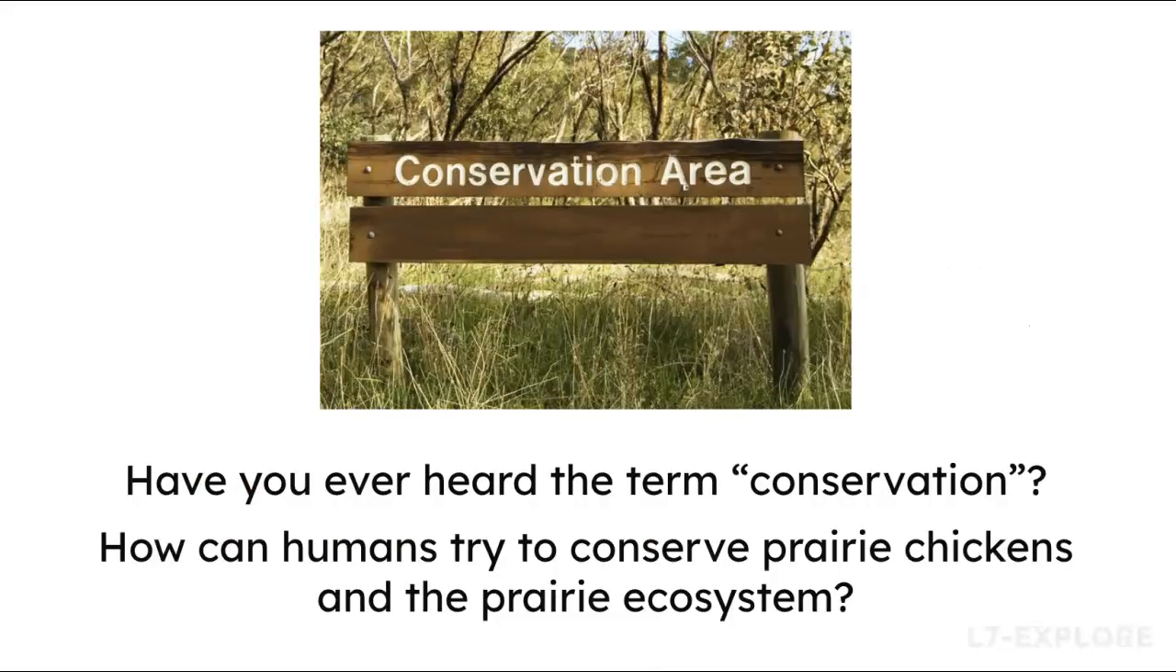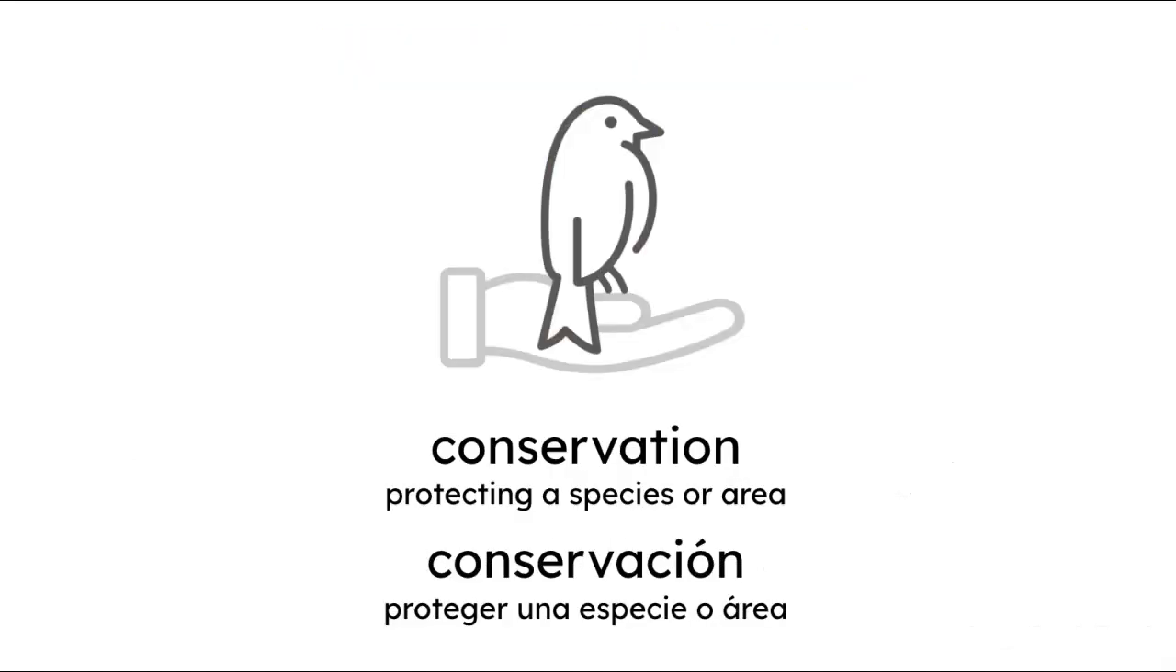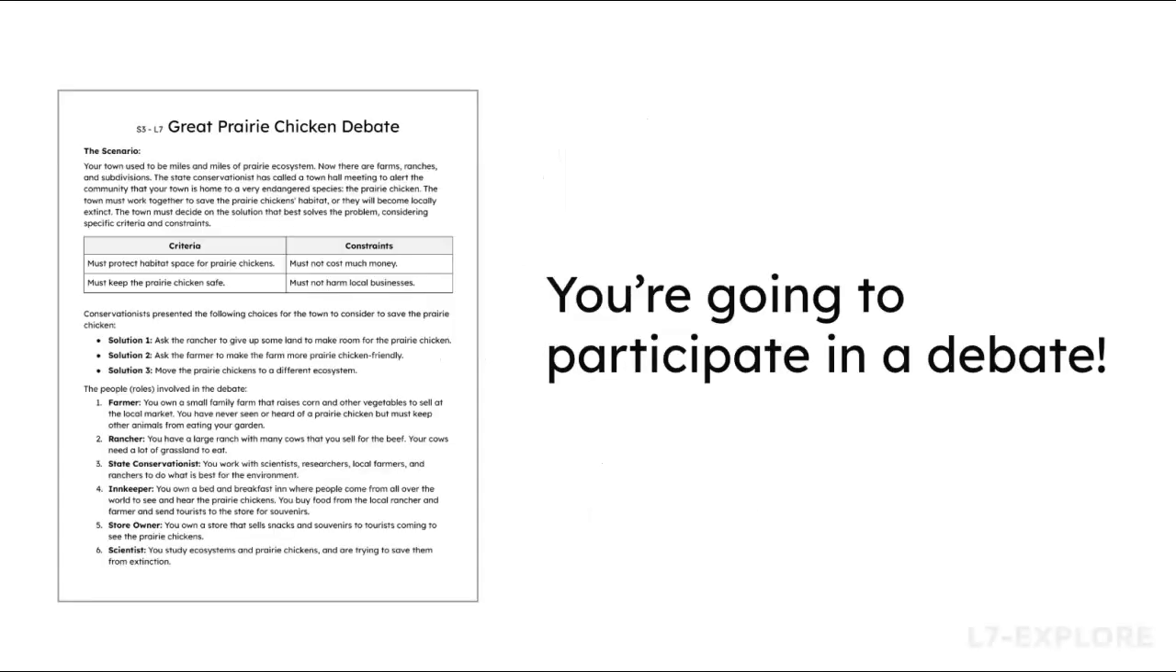For the Explore portion, you'll ask students if they have ever heard the term conservation and how they think humans can try to conserve prairie chickens and their ecosystem. You can post the conservation vocabulary card. You'll tell students that they are going to participate in a debate to argue for the best solution to help the prairie chicken recover. You'll read aloud the Great Prairie Chicken Debate Student Journal page.